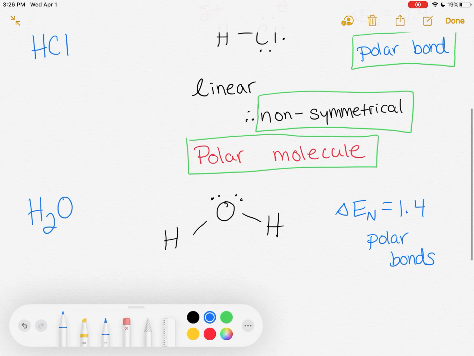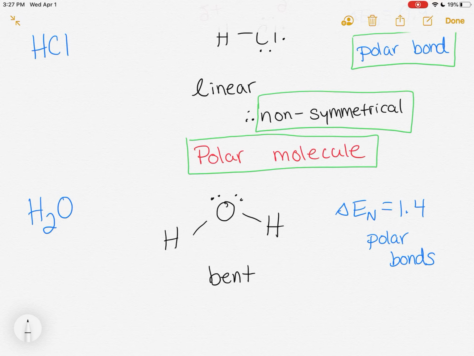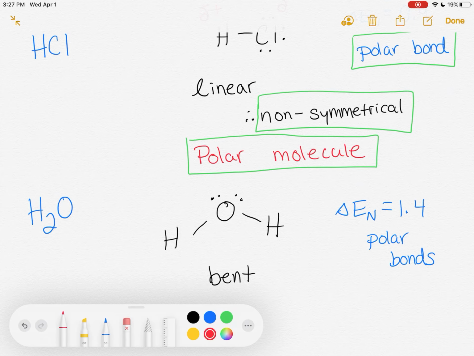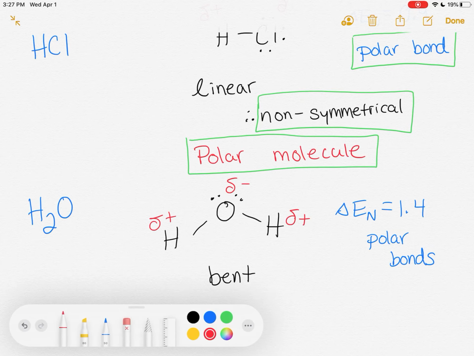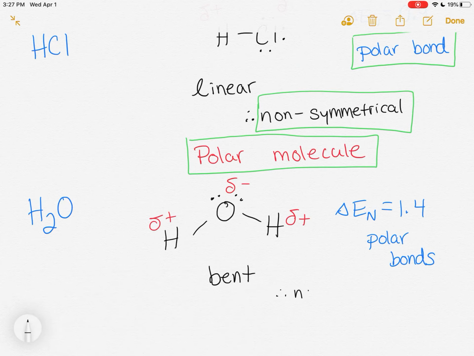Okay. And if we look at the shape for our water molecule, it is going to be bent, because it's got those two bonds to the hydrogens, but then there's also those two non-bonding pairs. Just go back to our lesson about shapes if you're not sure why this was a bent shape. Since we know we have polar bonds, the oxygen is partially negative and our hydrogens are partially positive. Okay, and bent shapes are non-symmetrical as well.